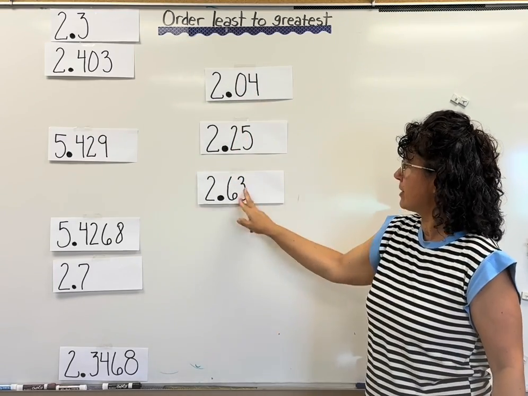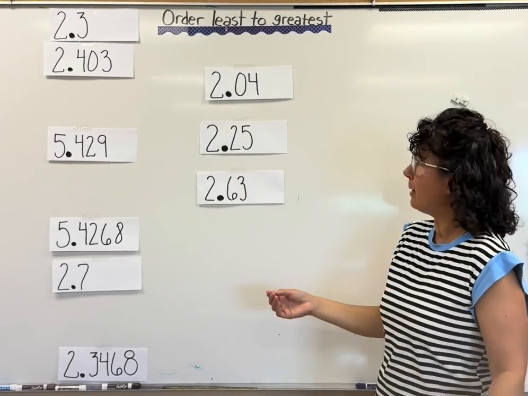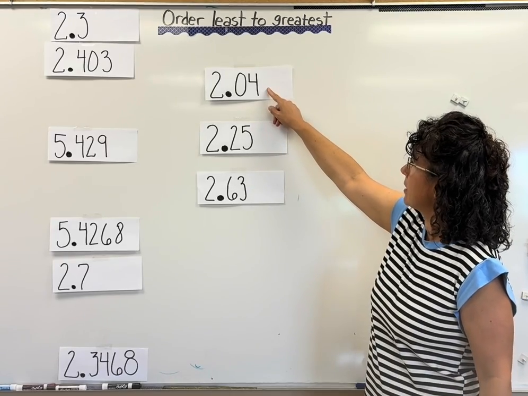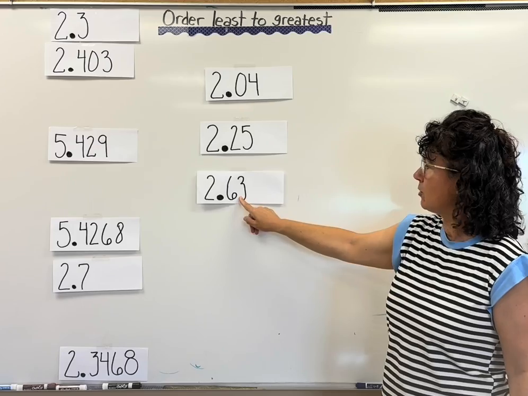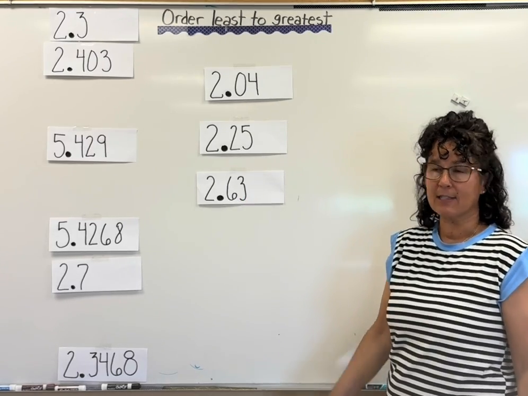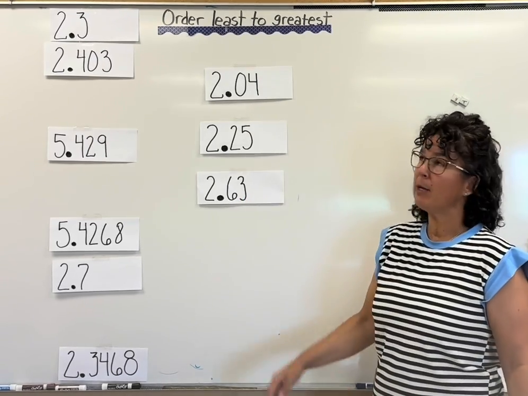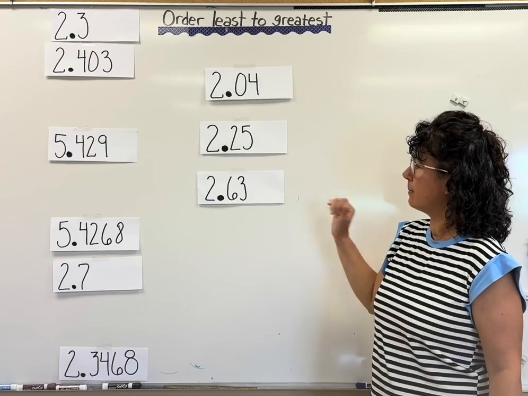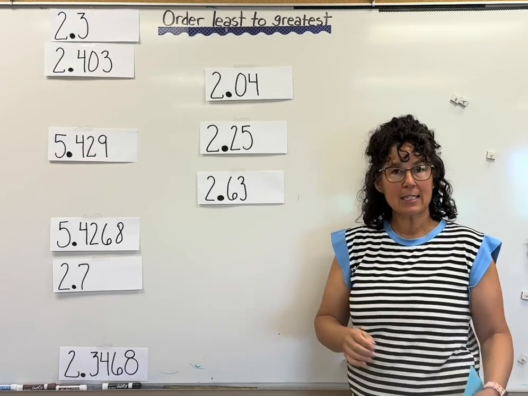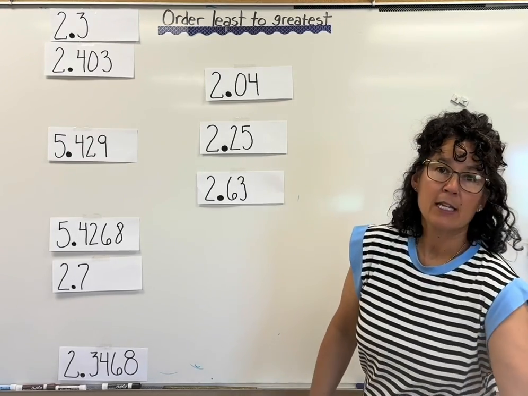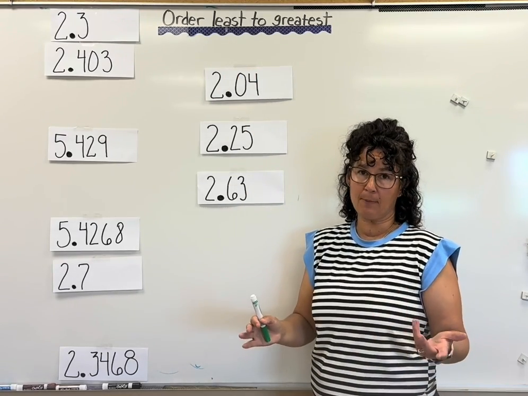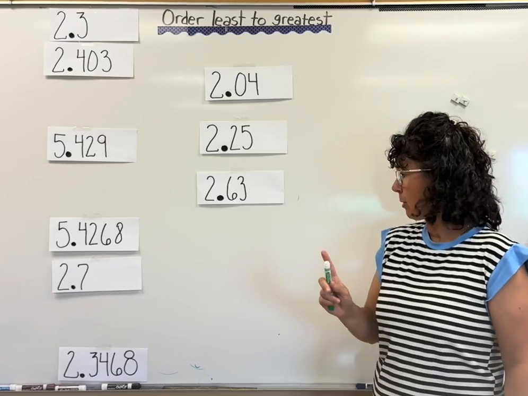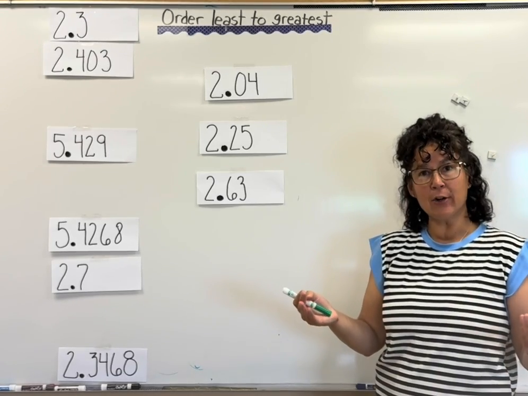Because there are two numbers after the decimal, it looks like money. So $2.04, $2.25, and followed by $2.63. So far we have them in order from smallest to biggest. Next, what we want to do is force the numbers that don't look like money to look like money. Strategy number one is to just add a zero.